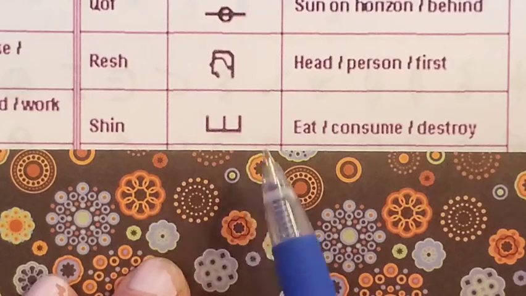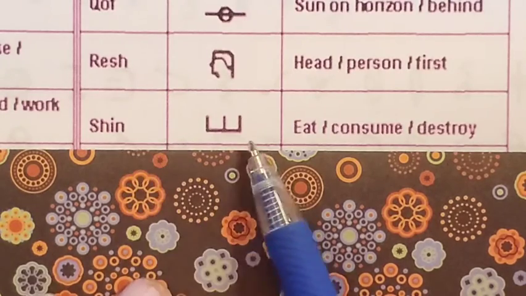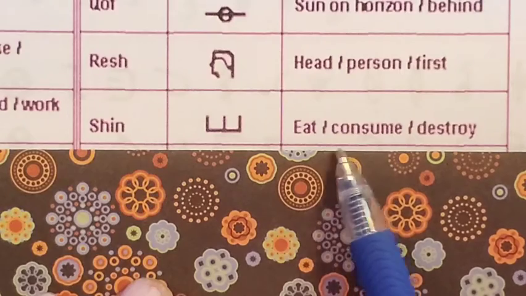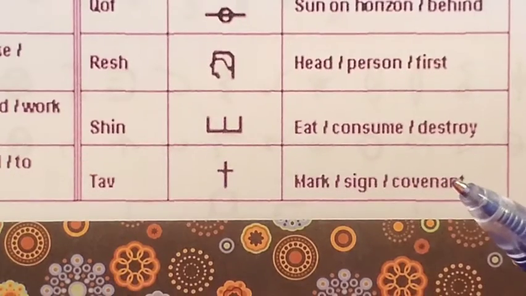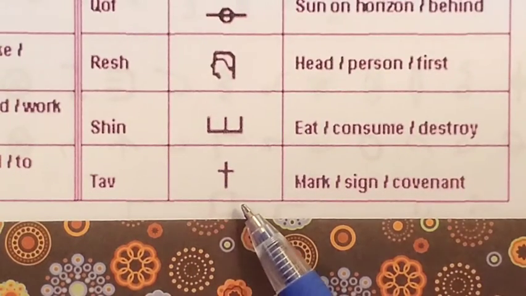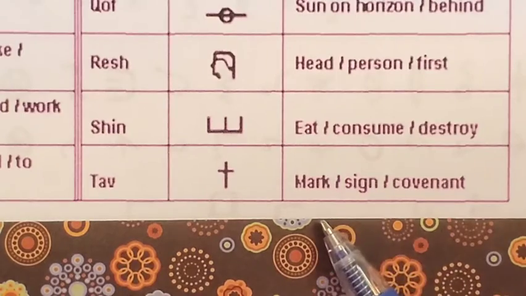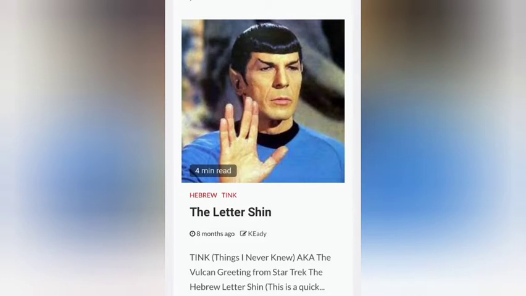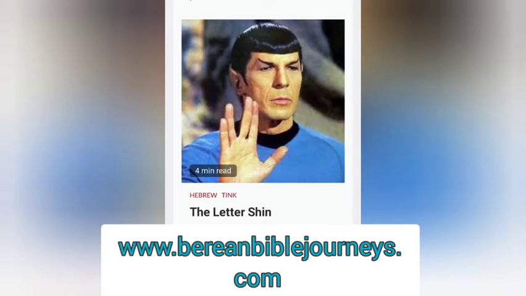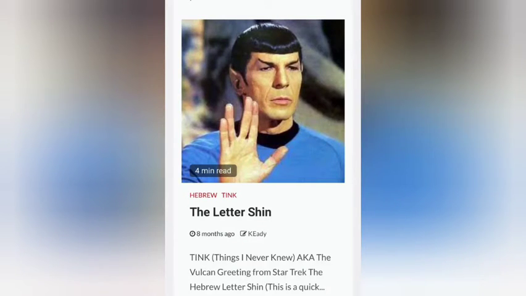And we also learned the Shin. That's what it looked like originally, and it means eat, consume, or destroy. And then the Tav looks like a cross, and it means mark, sign, or covenant. Now the letter Shin has a lot bigger meaning there than what is listed, especially if you're a Bible student. Among other things, it is associated with the Vulcan hand signal. You might know about that. I'll put a link below for my blog post where I explain all of that. Make sure you go check that out.